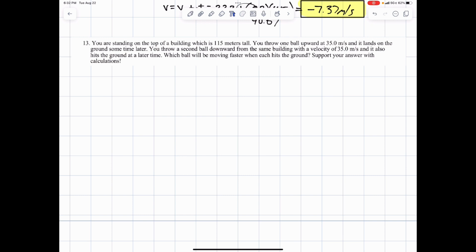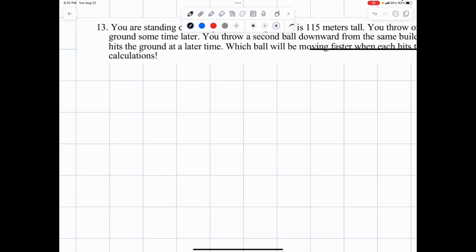Okay, well, here's the idea. The truth of it is, they're going to hit the ground at the same speed. Okay, let's go ahead and support that. So, first, we're going to do a problem with an upward V naught.